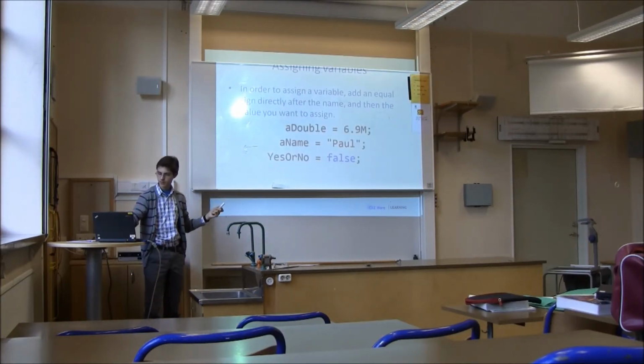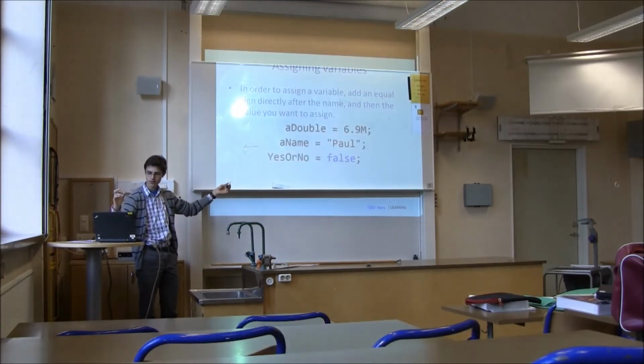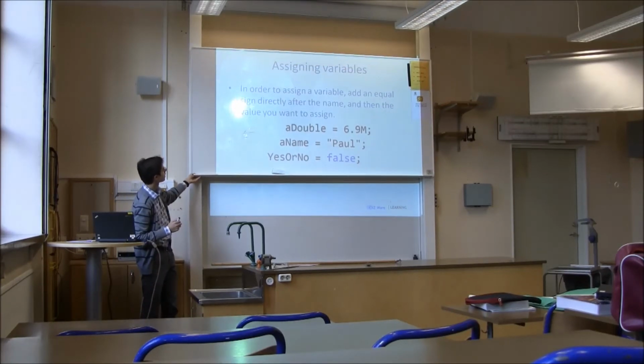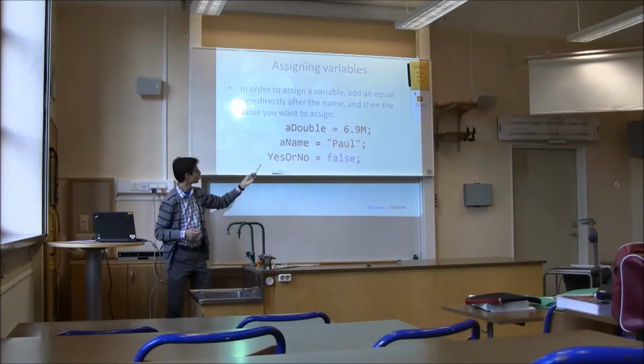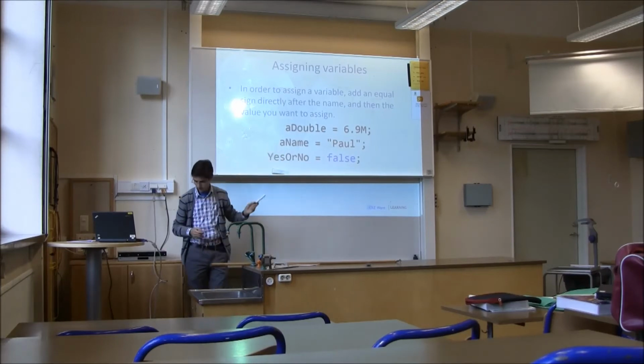By the way, the previous picture was a declaration of a variable. Now we have this assigning of a variable. And here you see different kinds of variables. You have a double, you have a name. So this is a string variable, this is a double, this is a boolean. This can only store true or false, this can store all strings, this can store all decimal numbers.